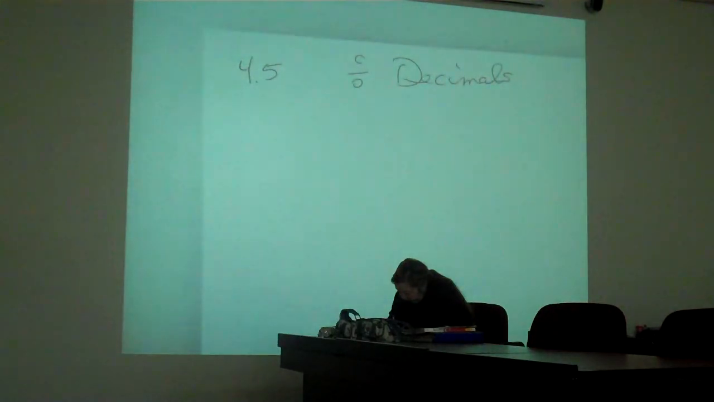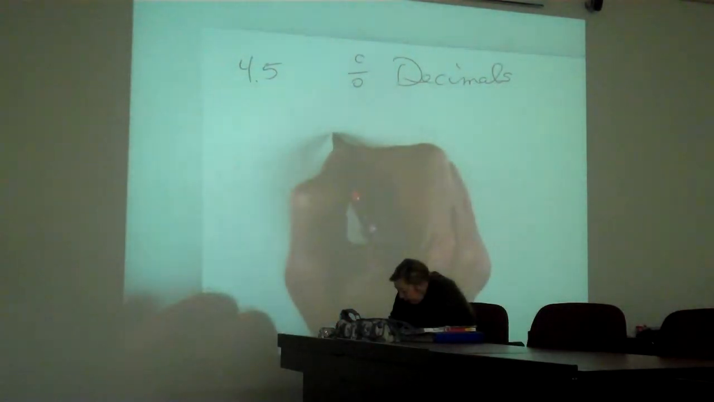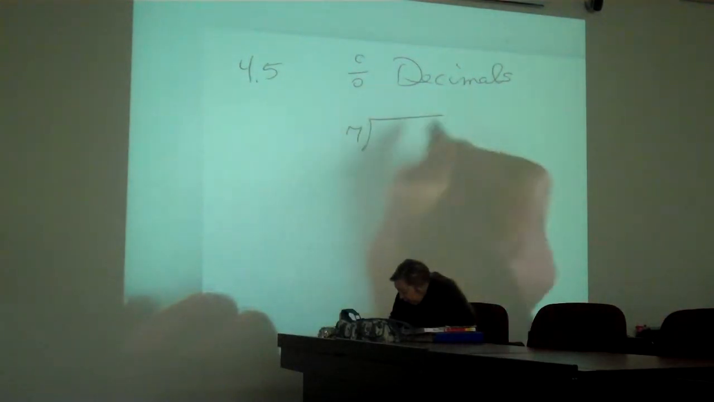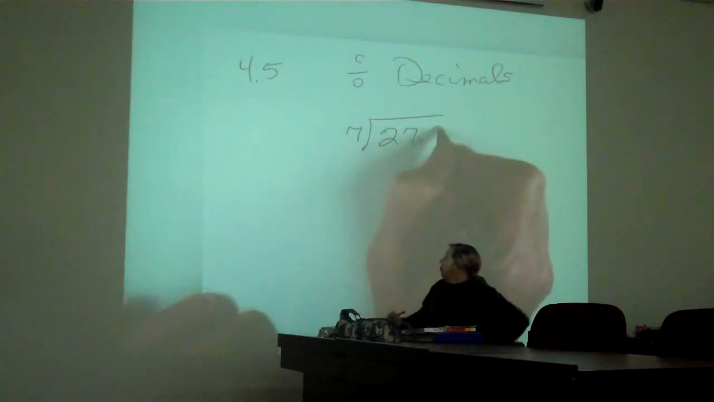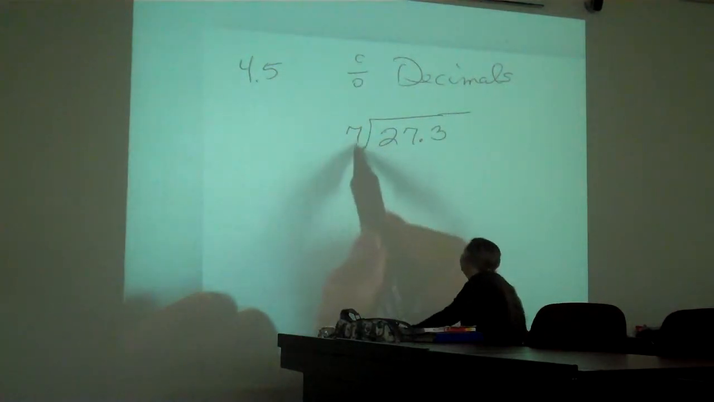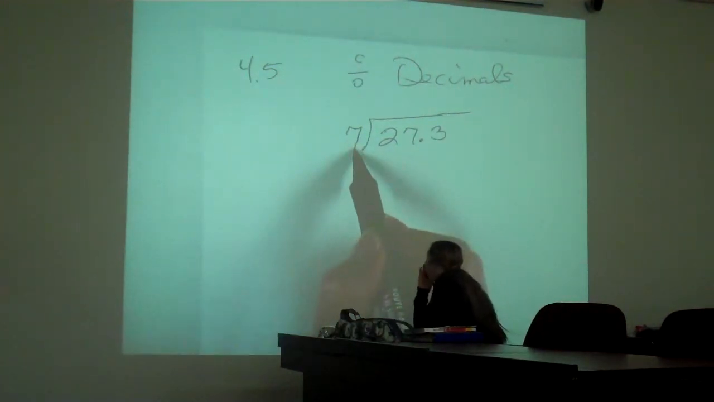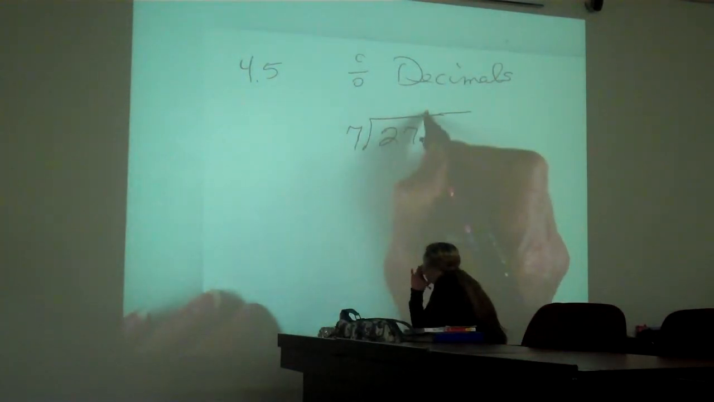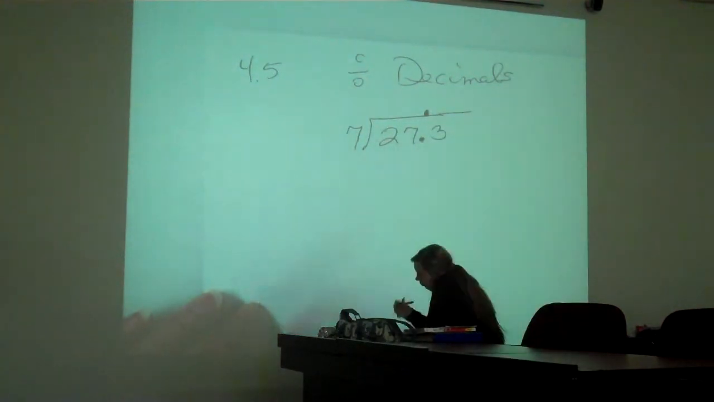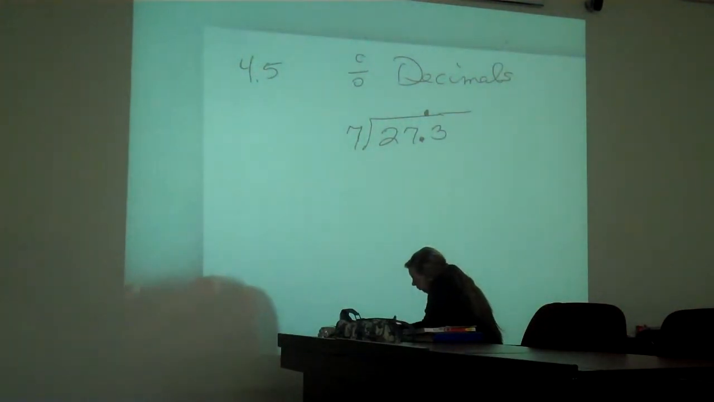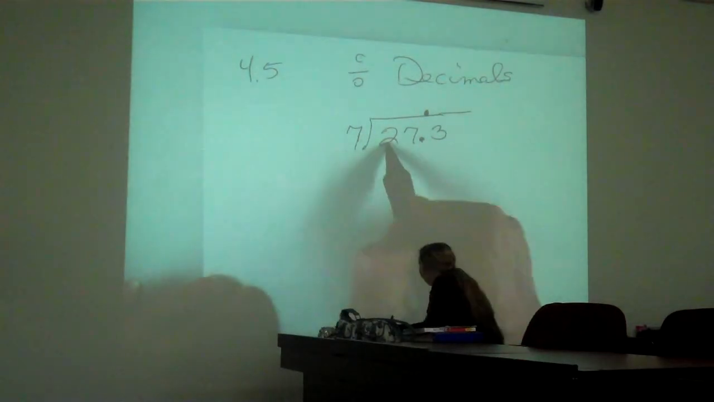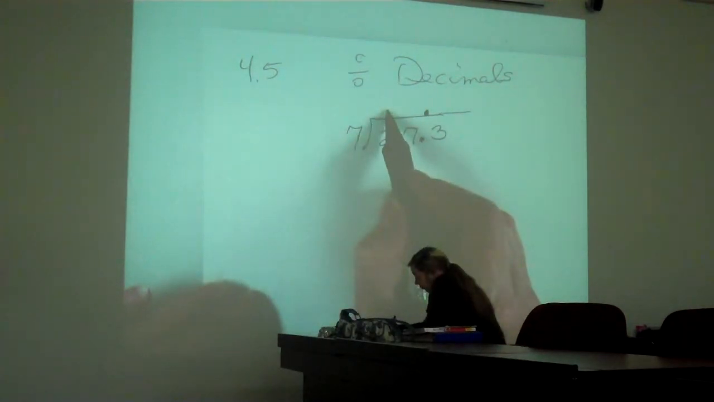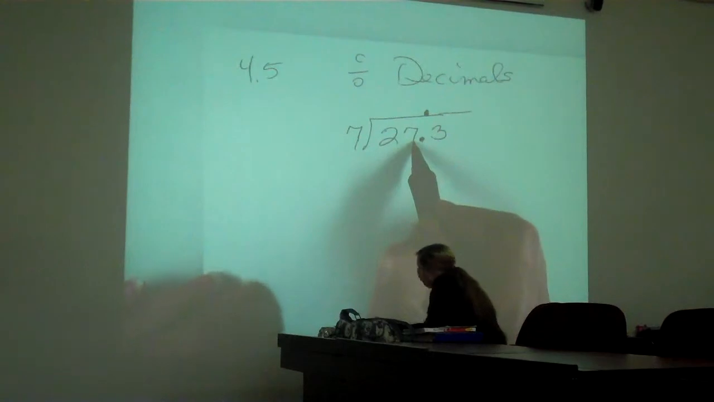Okay, you're going to do regular division. If you have a whole number on the outside, like number 1 says 7 into 27.3, since there's a whole number out here, you can start dividing right away. You just bring your decimal from your problem straight up into your answer. When you divide by 7, you cannot divide it into 2, so don't put your number here.